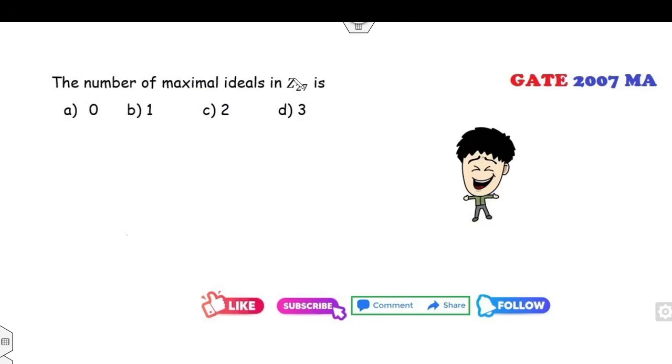Can you find the maximal ideal of Z27? I am very sure that your happiness will be at the extreme, because you can solve this question in 5 seconds. This is 27, 3 cubed, and your target is to find the maximal ideal. That will be omega of n. How many prime numbers are involved in this? Only 3.